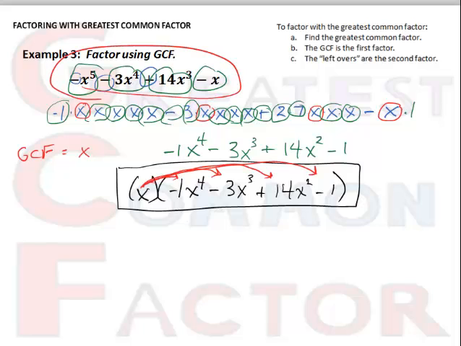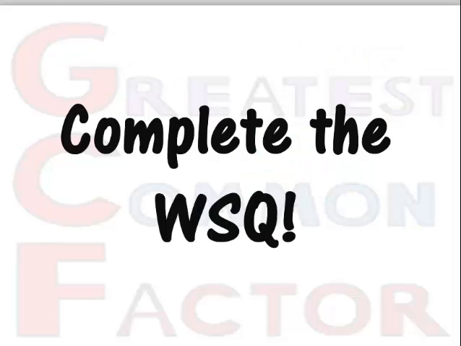Okay? So hopefully you understood that. We'll do some practice on this in class tomorrow. Go ahead and make sure that you complete the WISC and you've taken good notes on this, and be ready to talk about it in class tomorrow.